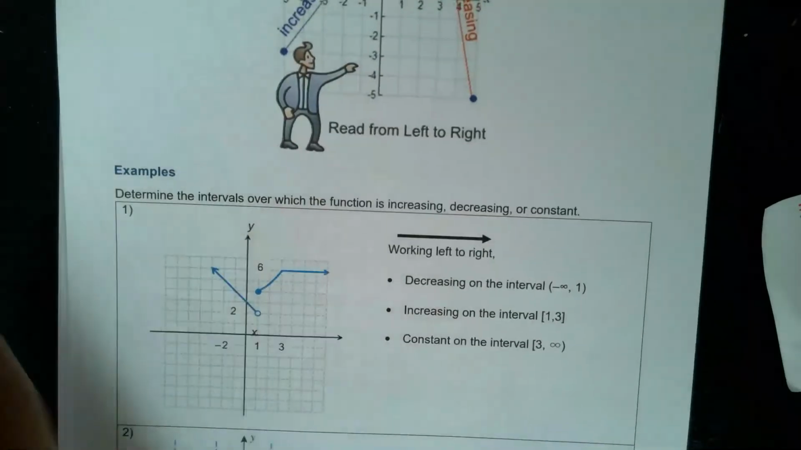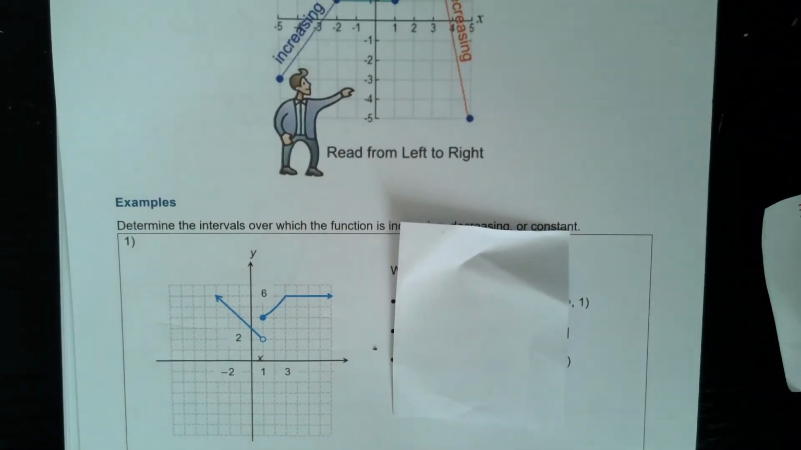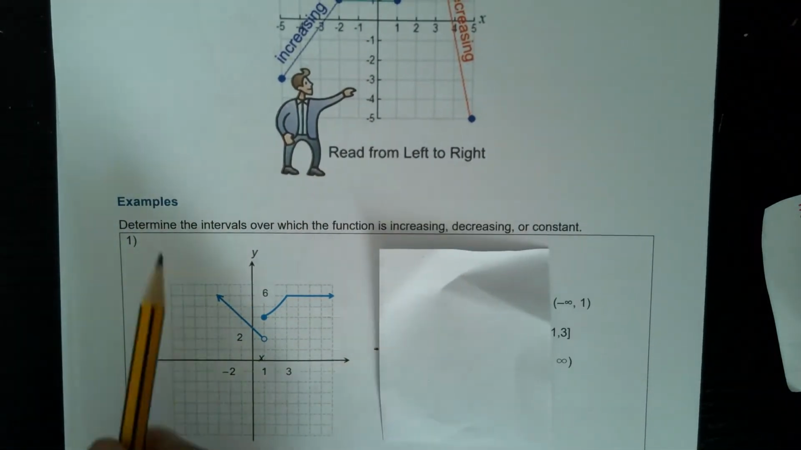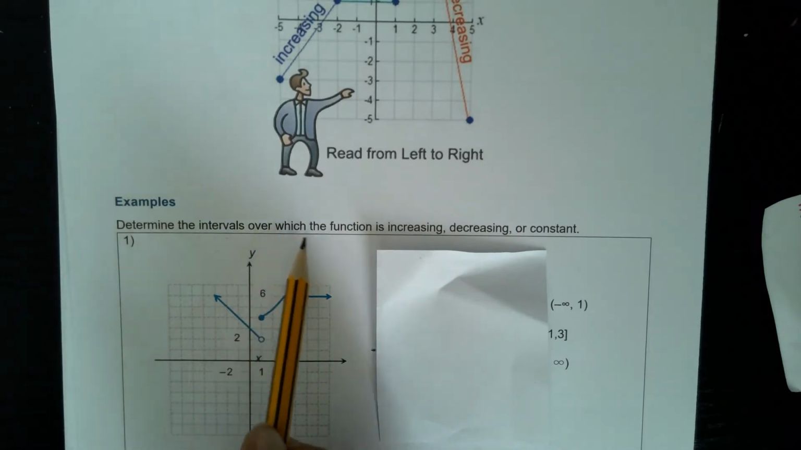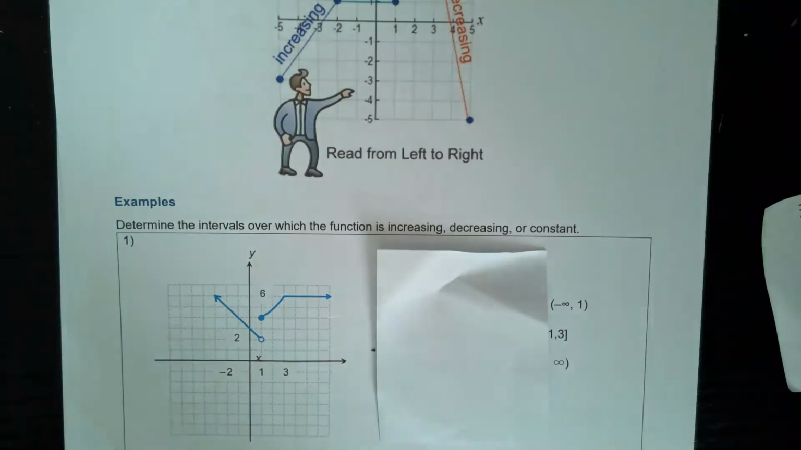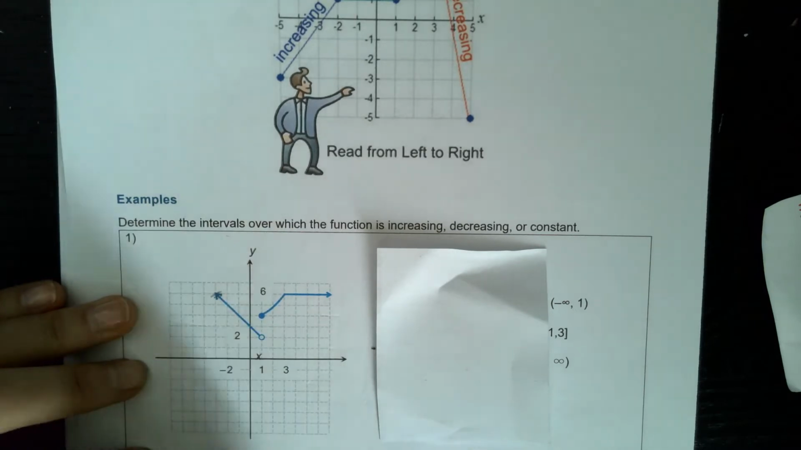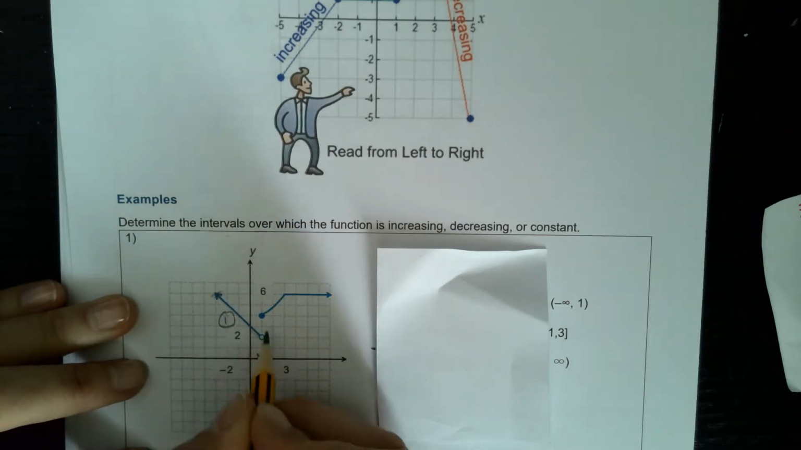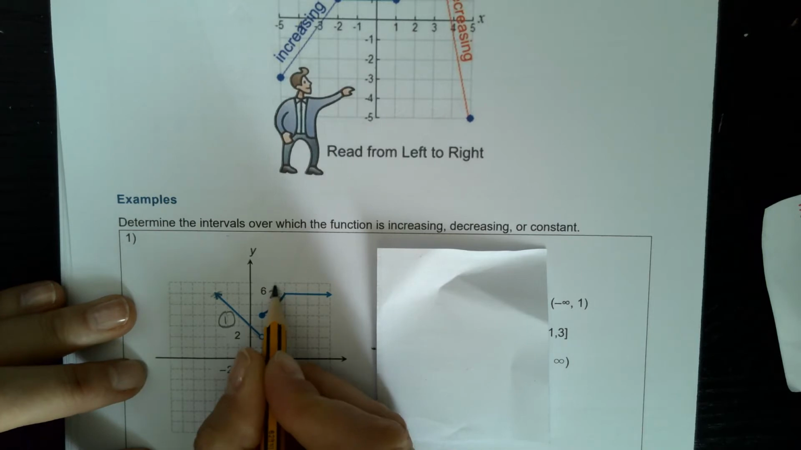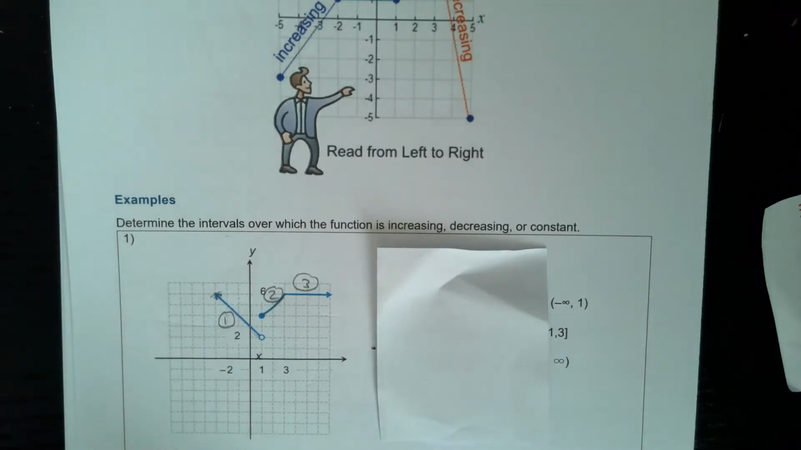Okay, so if I look at this graph here, it says determine the intervals over which the function is increasing, decreasing, or constant. So it just says where is it increasing, where is it decreasing, where is it constant. Don't look at these arrows, they confuse you. I have this part, that's part 1. This part is part 2, and this part is part 3. So I have 3 distinct areas of my function.